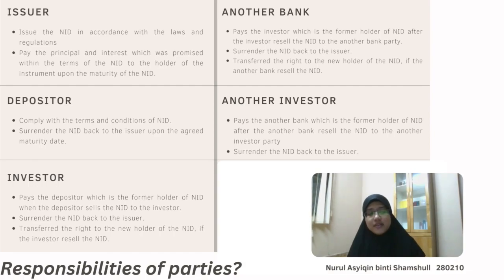Lastly, for another investor, they are responsible in paying the another bank, which is the former holder of the NID, after the another bank sells the NID to another investor party. Upon the selling of the NID, the holder rights for the NID is transferred to another investor. Thus, upon maturity of the NID, the another investor is obligated to surrender the NID back to the issuer.